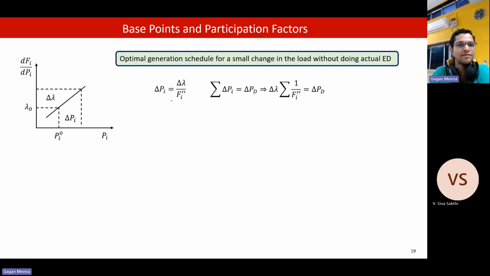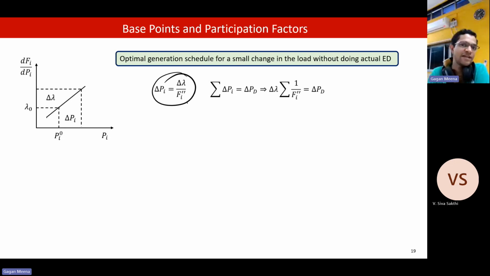And this is obtained from the Taylor series expansion. And we get this for each generator: change in incremental cost divided by the second derivative of the cost curve. Because it's a quadratic cost curve, the second derivative exists. But if it's already linear, then the second derivative is zero and we cannot do this. So this can be done for quadratic and higher order cost curves.